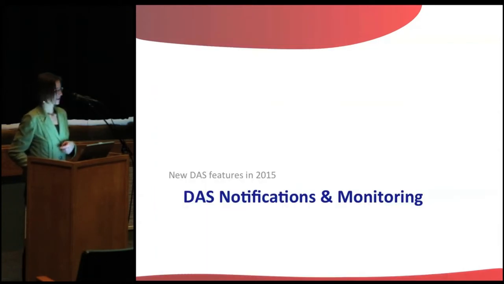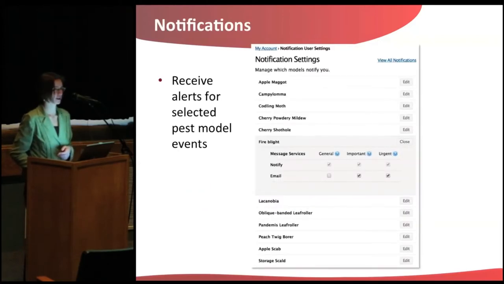Switching the topic a little bit, in 2015 we will roll out two new features for DAS. One is the notifications and the other one is mobile monitoring. So notifications, we've been talking about, we want to send out alerts to you, the user, for selected pest model events. So when certain things happen that the models predict in your orchard, we want to alert you, give you a heads up.